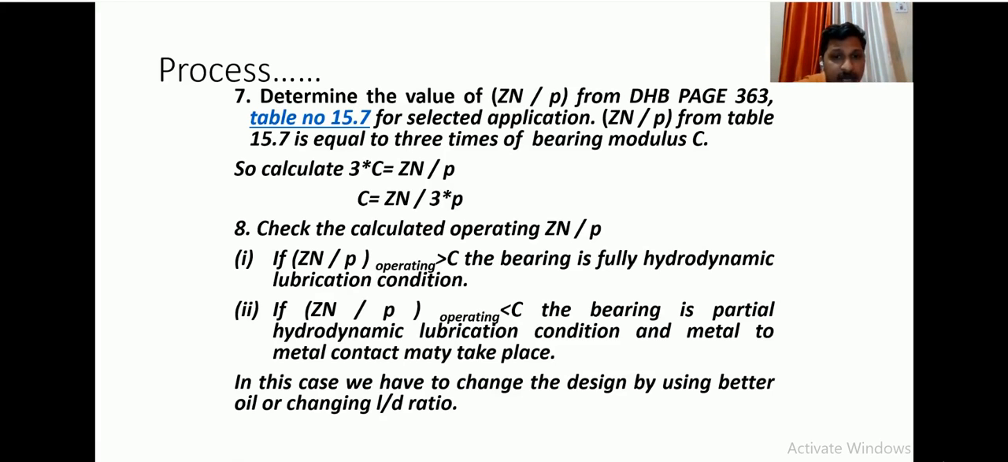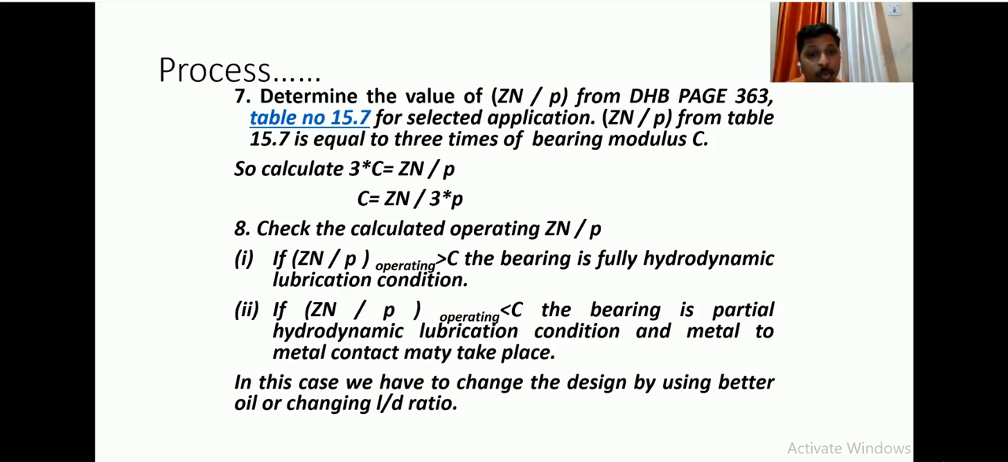Now we have to check the operating Zn by P. That means whether the operating bearing characteristic number is greater than the bearing modulus or less than the bearing modulus. If it is greater than the bearing modulus, that means we are working under the fully hydrodynamic lubrication condition, and there will be no metal to metal contact, and there is no chance of failure of bearing. But if your bearing is working under the condition where the operating Zn by P is less than the bearing modulus, that means the bearing is working under the partial lubrication condition. That means there may be a chance of metal to metal contact, and bearing may fail.